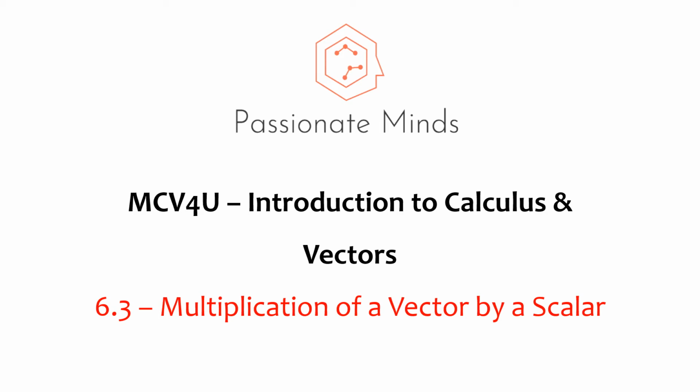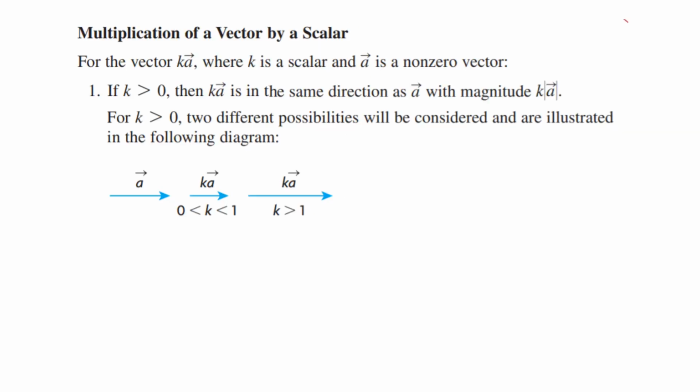Today we will go over section 6.3, which is multiplication of a vector by a scalar. Now, we learned how to add vectors. Now we will learn how to multiply these vectors. We will multiply it by the number k, which is a constant. However, it will produce a new vector when we multiply. There are a few situations we need to learn about before diving into problems.